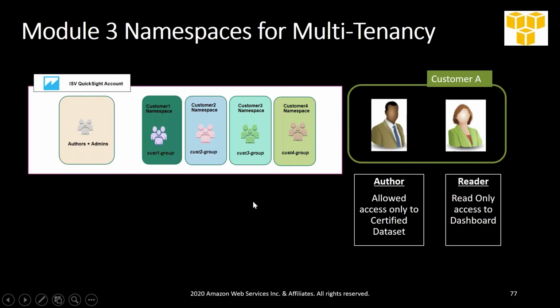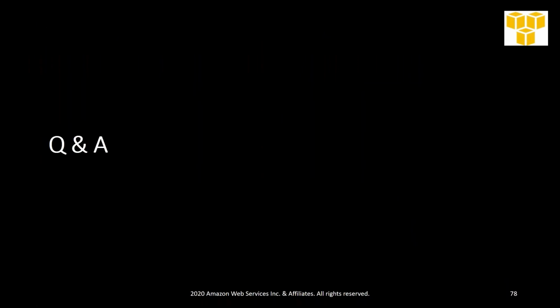And we then implemented multi-tenancy by creating a mechanism for user segregation by creating namespaces. So we segregated the customer by a namespace called customer A, and we registered these two users. We assigned restrict author permission for this particular author. We also gave them permission to access the certified data set and not the regular data set. With the reader, we gave them permission to access dashboard, and that is what we saw. We tested it all out.